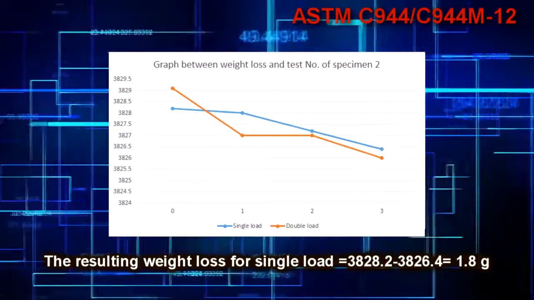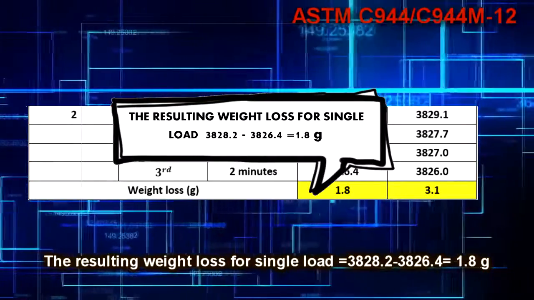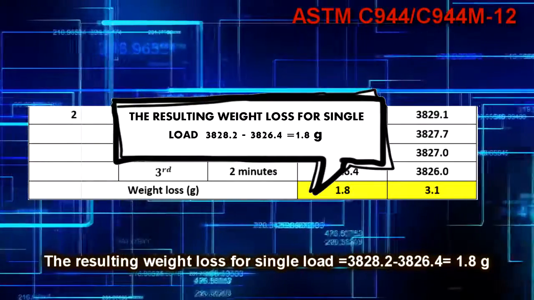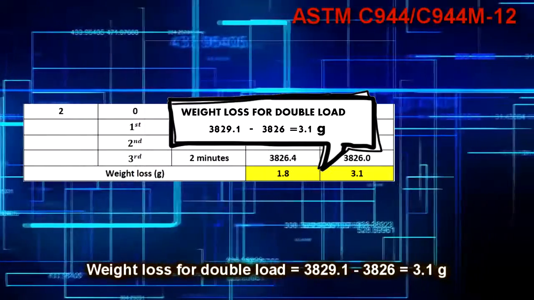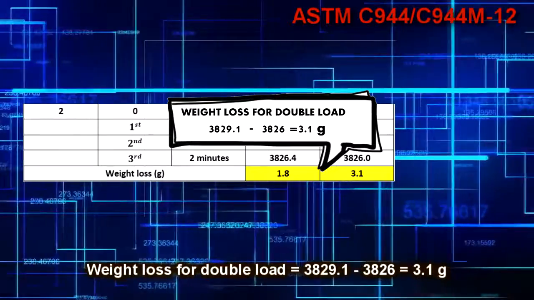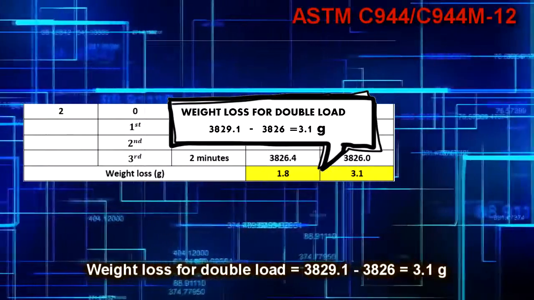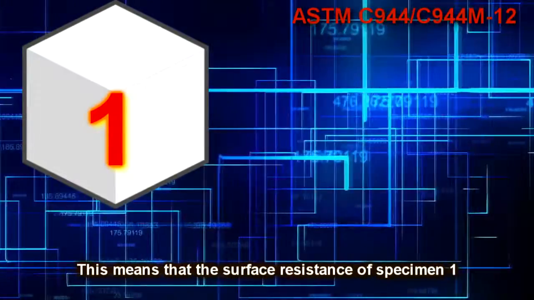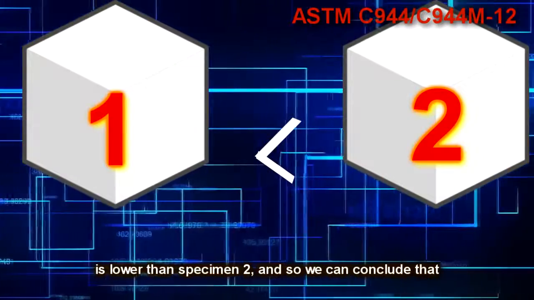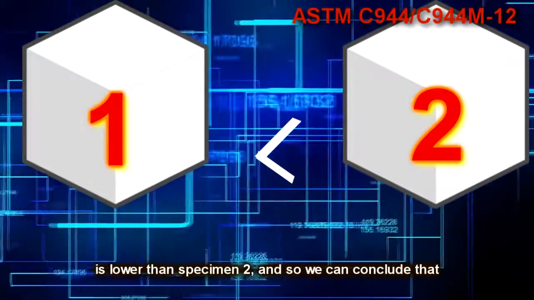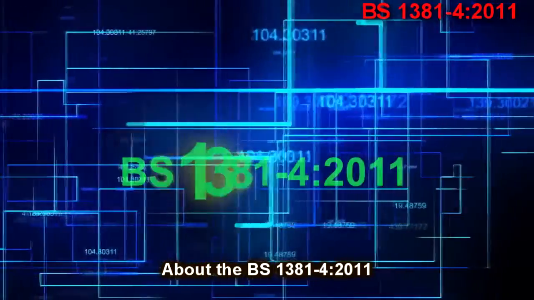The resulting weight loss for single load equals 3,828.2 minus 3,826.4 equals 1.8 grams. Weight loss for double load equals 3,829.1 minus 3,826 equals 3.1 grams. This means that the surface resistance of specimen 1 is lower than specimen 2, and so we can conclude that specimen 2 has a higher surface resistance, about the BS1381.